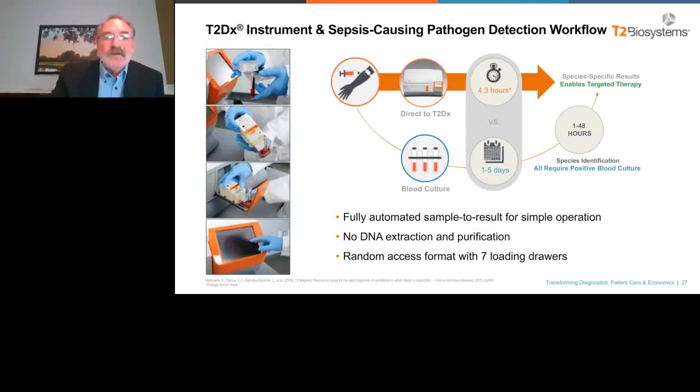So in this cartoon, you see on the left-hand side photos of the cartridge being assembled, placed into the instrument, and press go. That's as simple as it gets. Blood is drawn, the tube is placed on the cartridge into the T2Dx instrument. In 4.3 hours, you get species-specific results which enable targeted therapy, as opposed to blood culture, where large amounts of blood need to be drawn, incubating for 1 to 5 days, and then between 1 and 48 hours for species identification on positive blood cultures. So remember, the rapid identification methods that we have and use in the lab nowadays still require positive cultures.